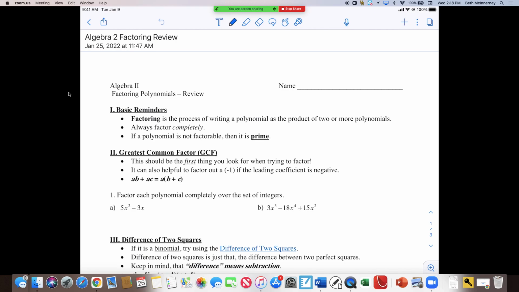Rewrite as multiplication. So I want you to write this down. Factor means rewrite as multiplication. Okay, factor means rewrite as multiplication. Step 1 is pull out the GCF.